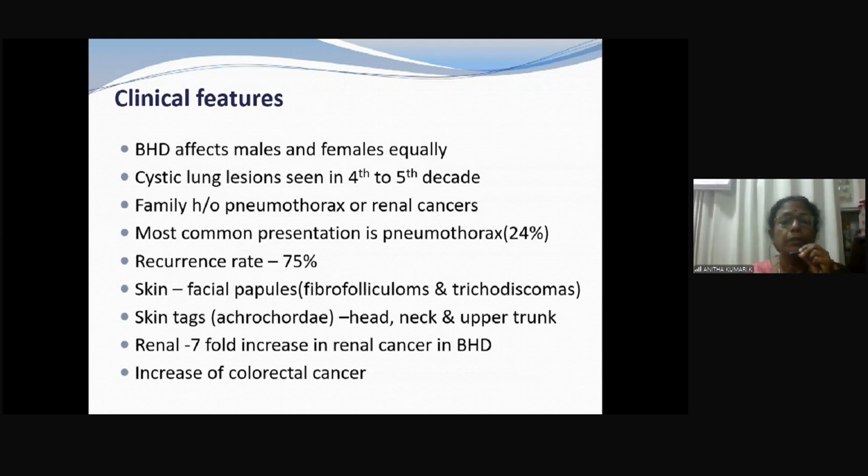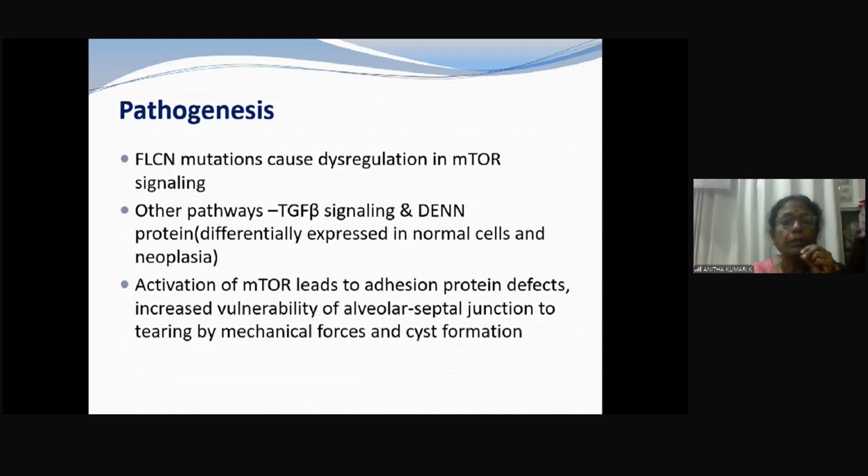Next one, please. So here the pathogenesis is because of the FLCN mutations causing again dysregulation in the mTOR signaling. Other pathways implicated are the TGF-beta and the DEN, that is differentially expressed in normal sense and neoplasia. So because of the activation of mTOR, there is adhesion protein defects, and that causes an increased vulnerability of the alveolar septal junction to tearing forces during the respiratory cycle and subsequent cyst formation.